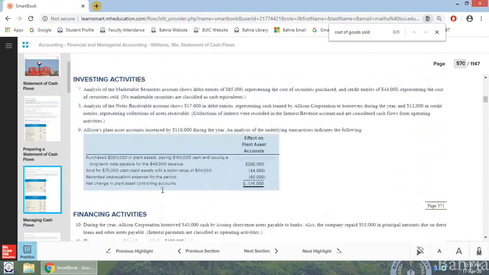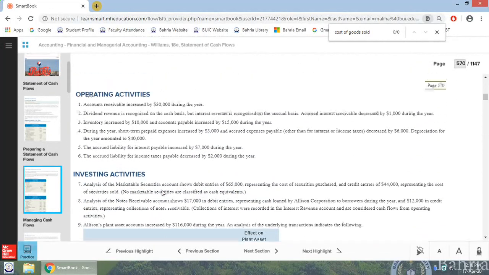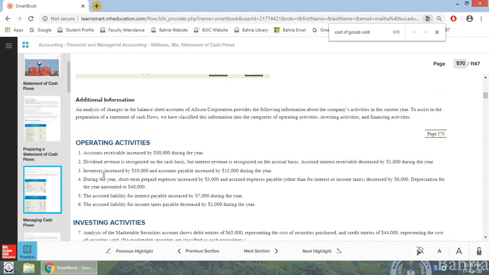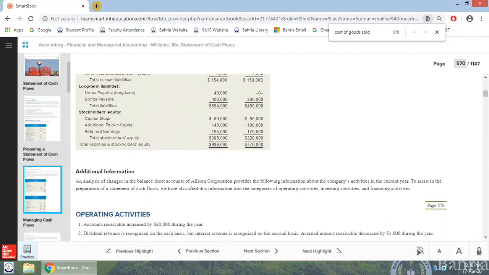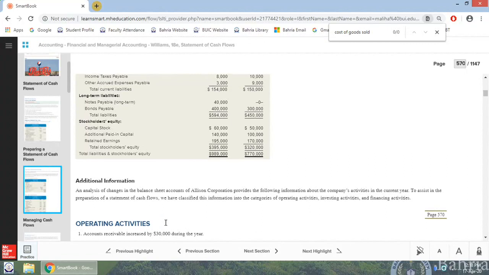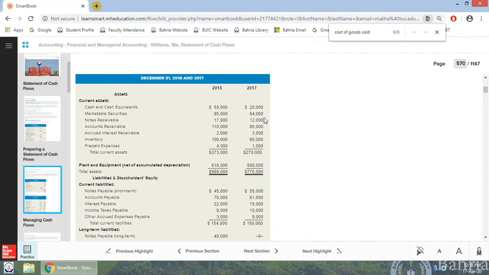Now, when you talk about the investing activity, operating we have already discussed, but just let me reiterate that accounts receivable increases by 30,000 during the year, and dividend revenue recognized. So when you analyze, I've already told you that if you see any increase, then you can simply jump to the conclusion. In this case, they say that accounts receivable was increased. So we have accounts receivable from 80, and it rose to 110,000.